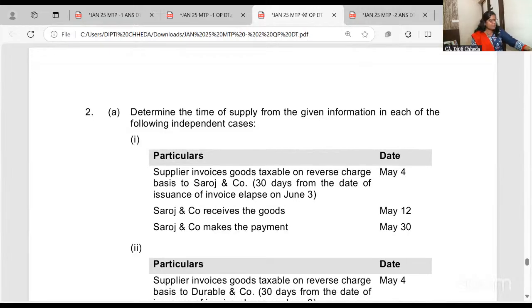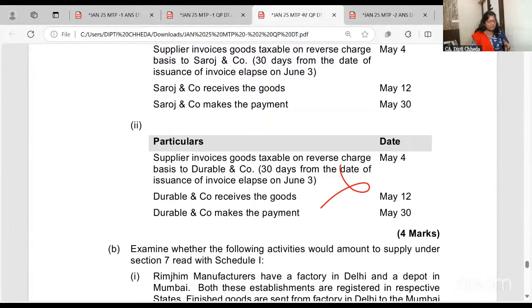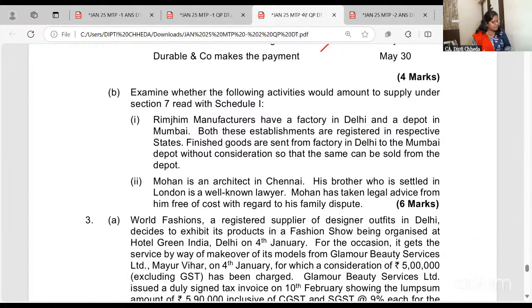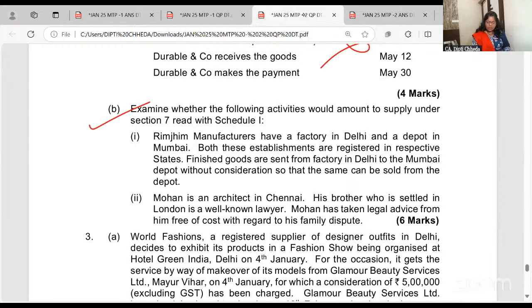Determine the time of the supply. Here there's a mistake also in the date. Very absurd question. In study material it is correct, so I don't want to now give the correction. It's a time of supply question, but here it is wrong. Now this is exactly the question in your study material also. Same question is there in the study material.